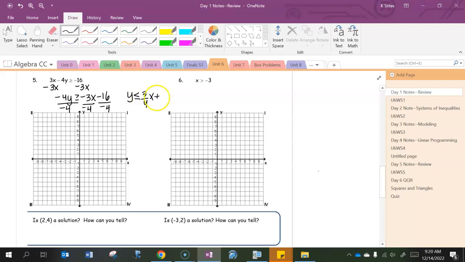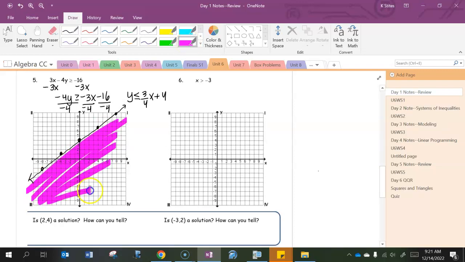3/4 x, and this is a plus 4. All right, up 4, up 3, right 4. And we do have that line underneath, so we are going to go ahead and draw a solid line. And don't forget to shade. This is a less than symbol, and so we are shading below your line.